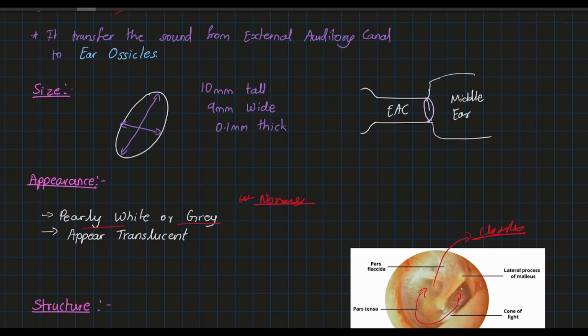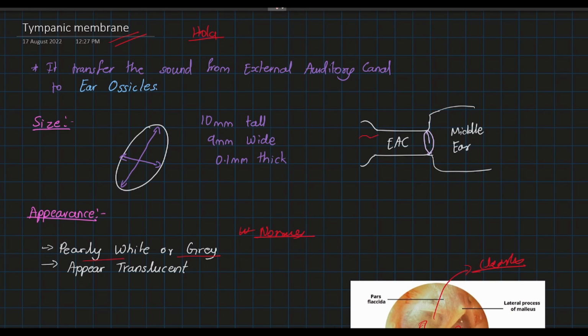What is the function of this tympanic membrane? The tympanic membrane helps in transferring sound from the external auditory canal to the middle ear, which contains the ear ossicles. Okay, consider these are the ear ossicles. So from the ear ossicles to the round window.